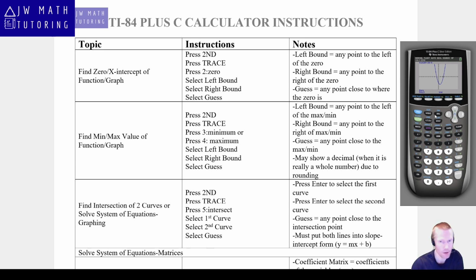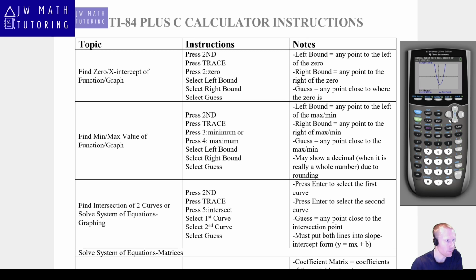Next thing we want to take a look at is finding the maximum or minimum value of a function. So we can actually do that again on the same quadratic function we were just looking at, 2x squared minus 3x minus 5. So we go back to the calculate menu, we hit second and trace. Now notice this graph has a minimum, so we'd select option 3 for minimum. If it opened down, then it would have a maximum and we'd choose option 4.